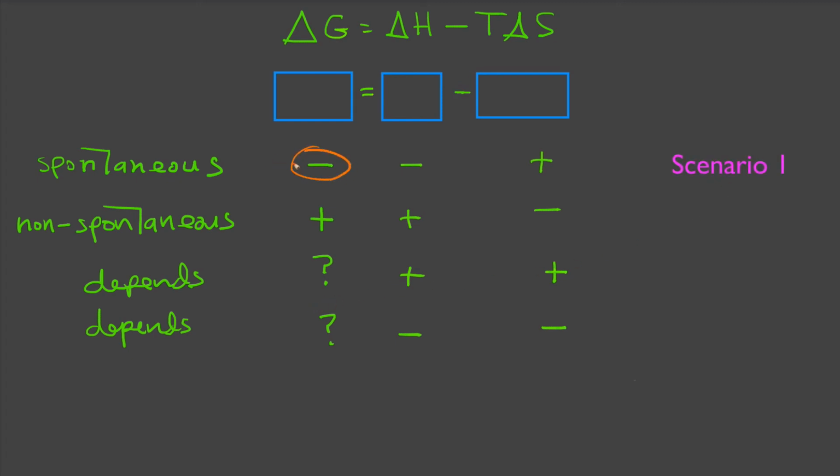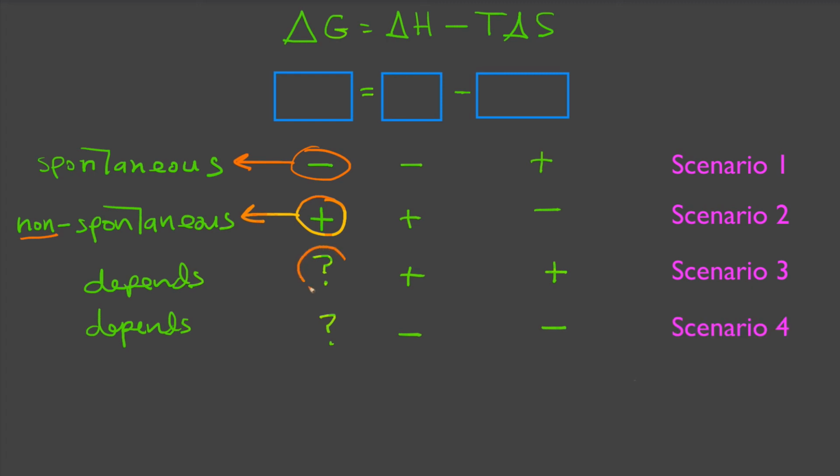A loss of energy means a downhill reaction, so it's spontaneous. A gain of energy means energy changes uphill. It is necessarily non-spontaneous. In the case where both delta H and delta S are positive or negative, we don't know whether the difference between those two is going to be positive or negative. So we have to work the equation out and see if we get a negative number or a positive number. And that's your four possible scenarios.